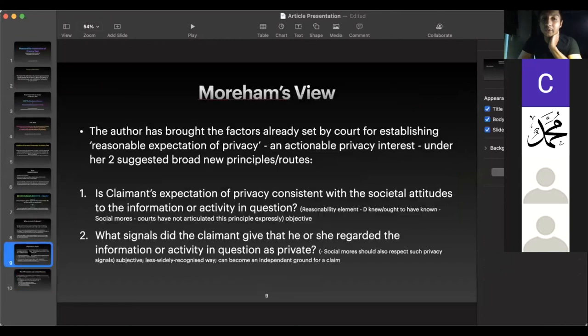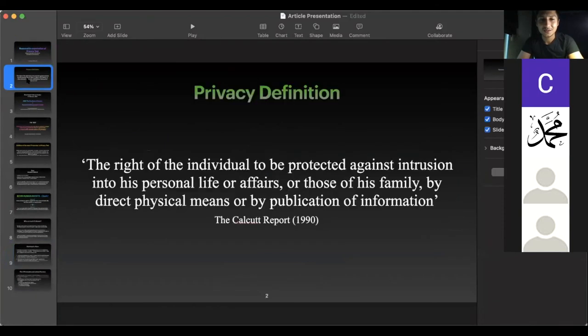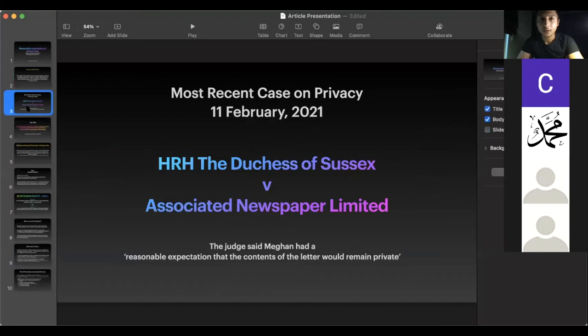This is the most important bit of this whole session. This is the crux of everything. If you understand this bit, you understand the whole article and you can answer any question. So, this is the first one. This is the second one. The definition of privacy. The Duchess of Sussex case is not needed, but it's interesting to look at.